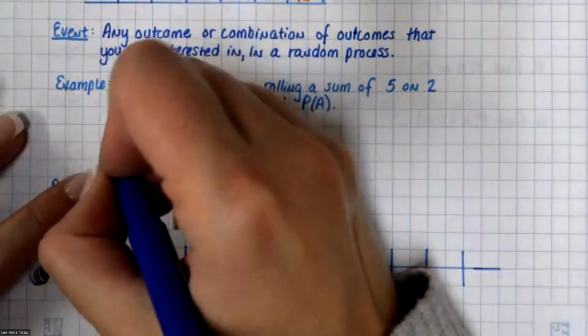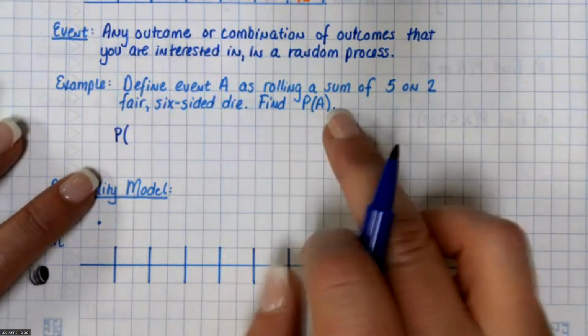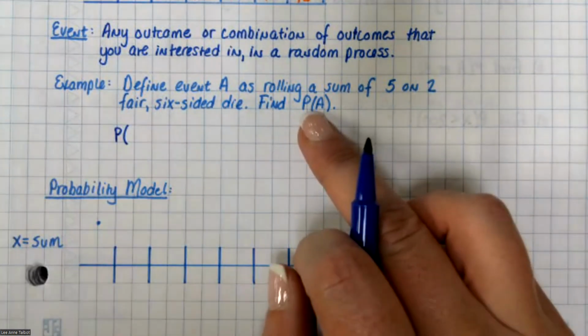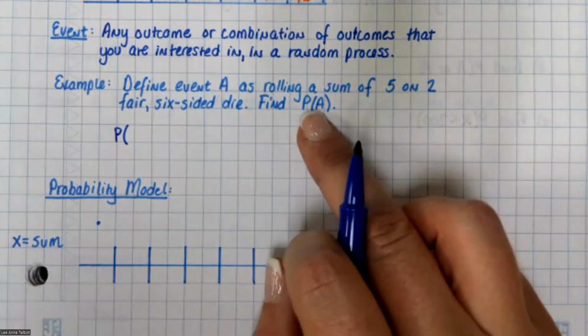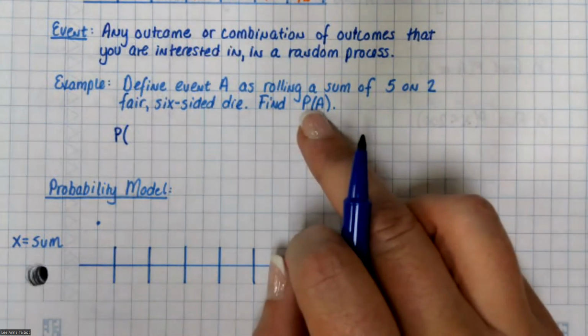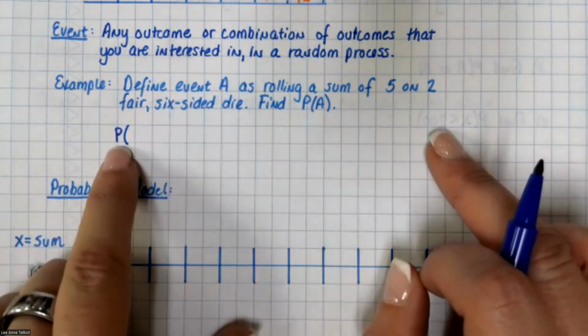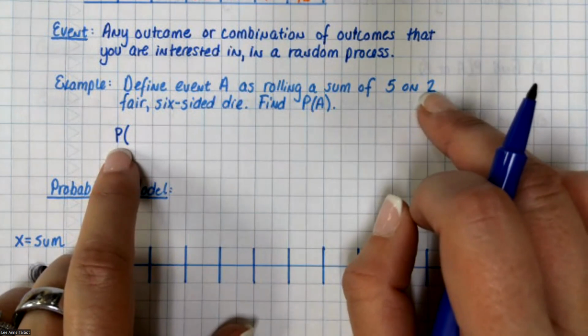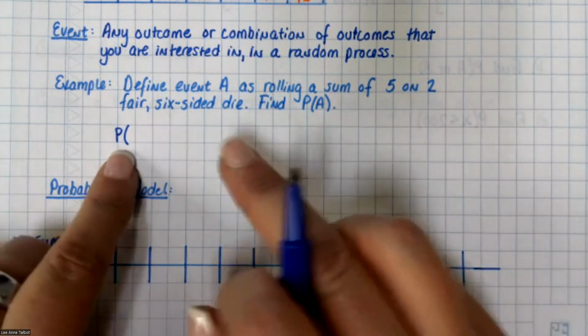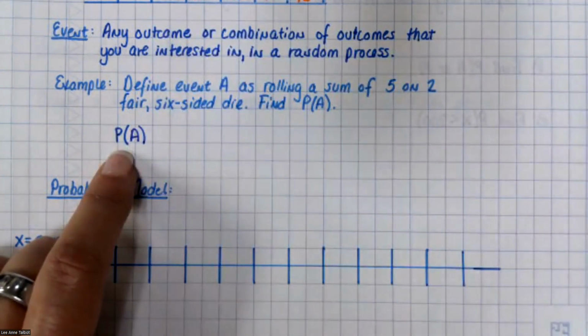Okay, so I want to talk about this again. We talked about this on Friday. This is shorthand. Mathematicians and statisticians are lazy, and we develop notation because we're lazy. I don't want to say what's the probability of rolling a sum of 5 on 2 fair 6-sided dice. What I want to say is find the probability of A, because I'm lazy.